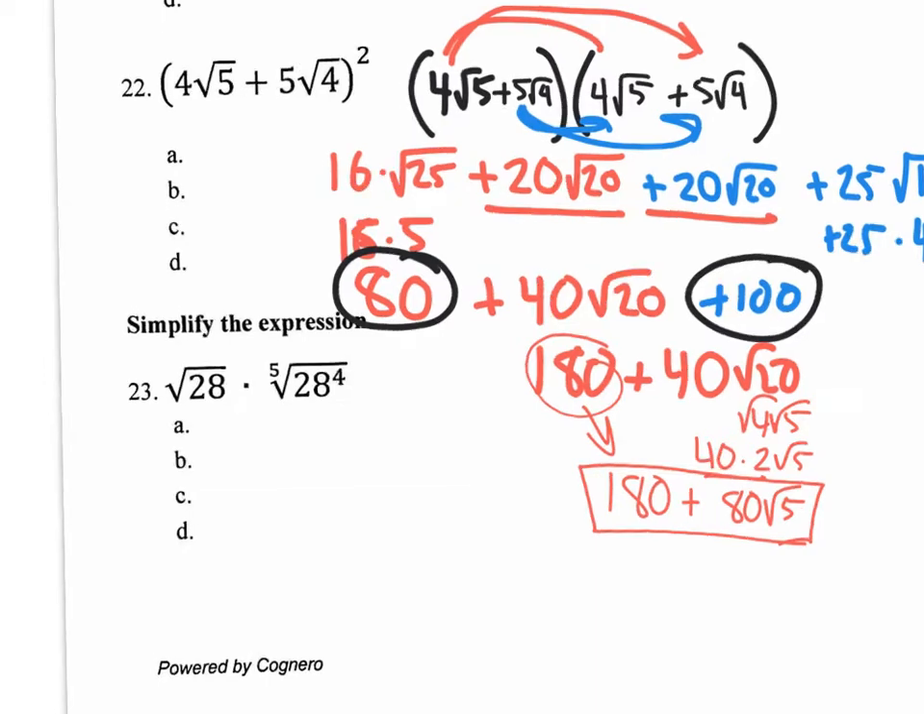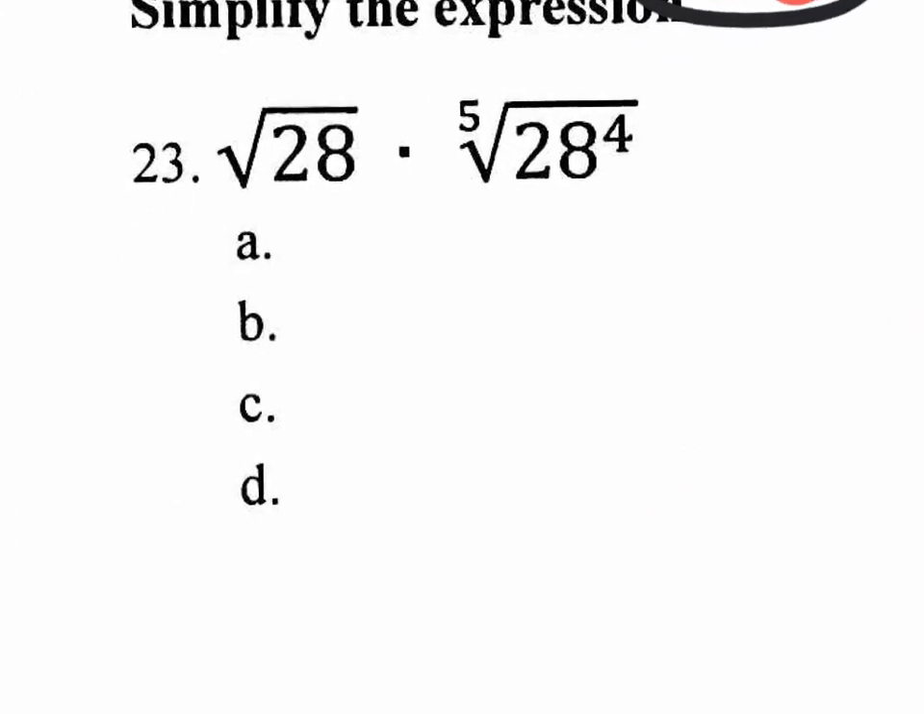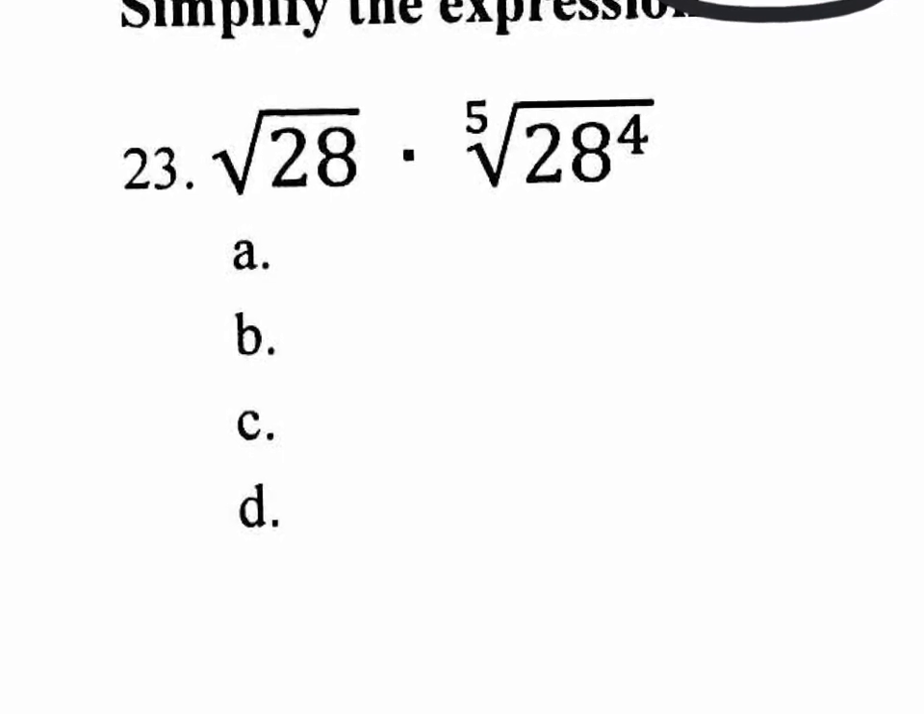Number 23. Check out number 23. Simplify the expression. A lot of people start thinking, you know what, I want to change this to a power over root. Well, that's a great idea. A lot of people think, let's simplify the square root of 28, make it 4 times 7, but don't do that. You know why? Because you have the same base already.